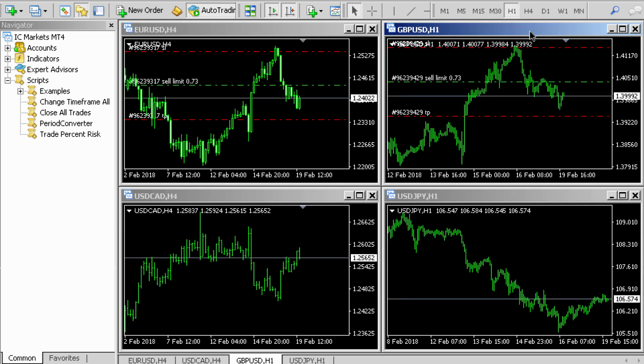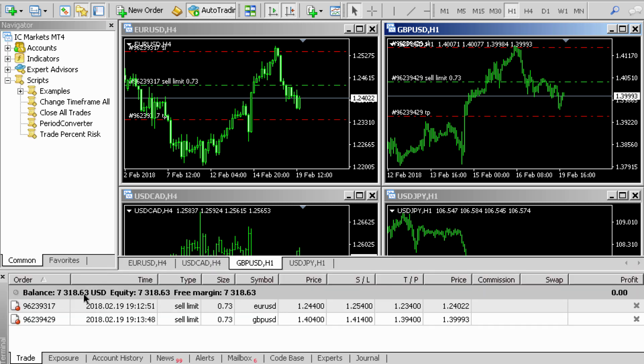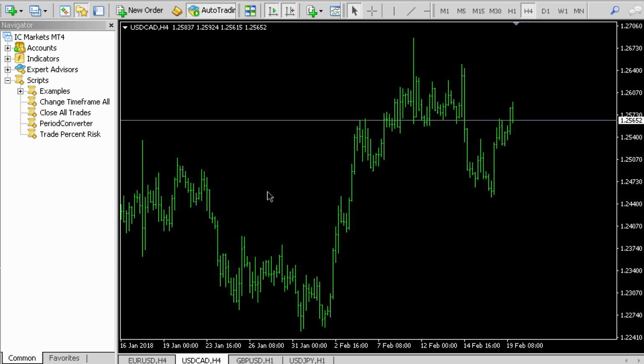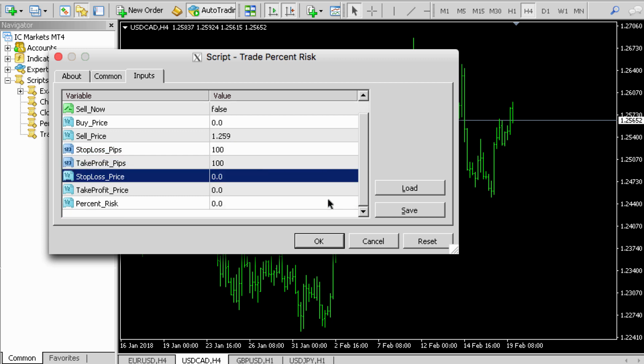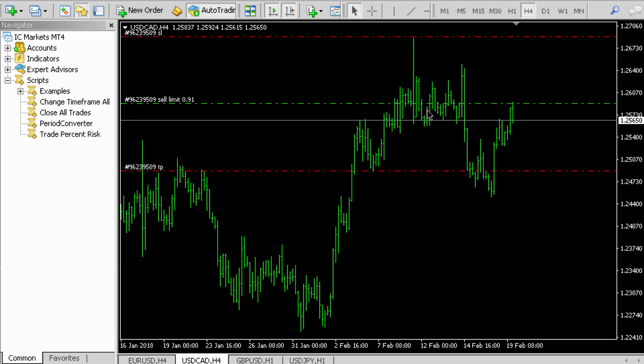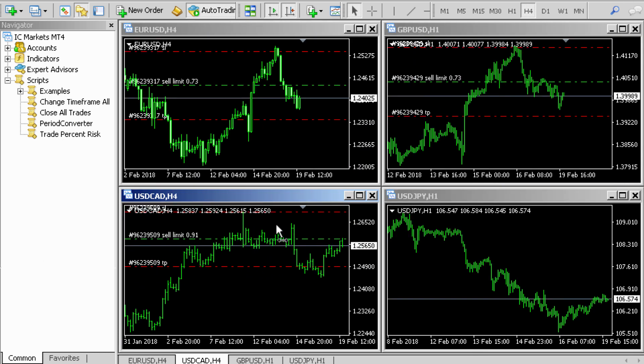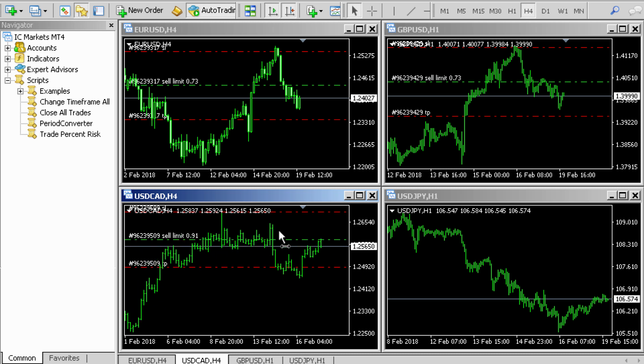As you can see here, because my account balance is in US dollars and I'm risking the same amount, 10%, on each of these trades, the script has set the same lot size for each of these trades. Now let's take a trade on a non-dollar denominated pair. Let's say we take a sell trade at 1.2590. Stop loss and profit target as usual 100 pips, and as usual I risk 10% on this trade. And as you can see here, this script has set a lot size of 0.91.